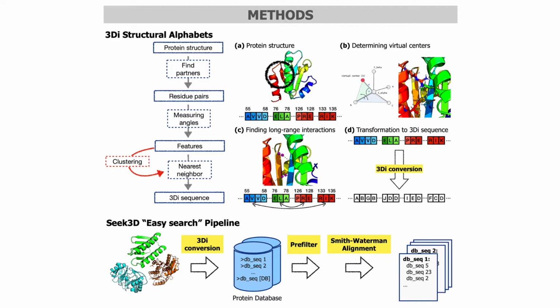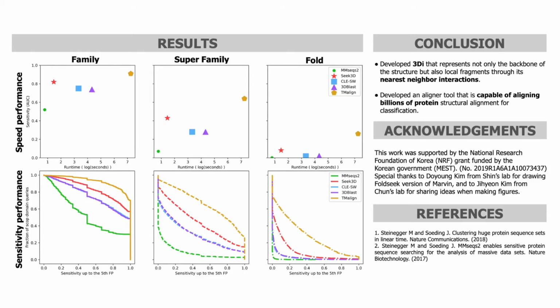So that's the overview of our Easy Search module pipeline. Now, how well does our aligner perform compared to the other tools? So we compared our 3Di, colored in red, with 4 different tools: Structural Alphabet CLE, aligned by Smith-Waterman, colored in blue; 3D Blast, colored in purple; TM-Align, colored in yellow; and MM62, our baseline, colored in green.